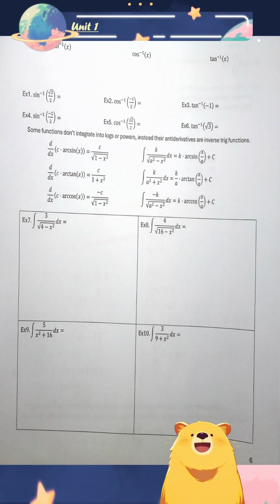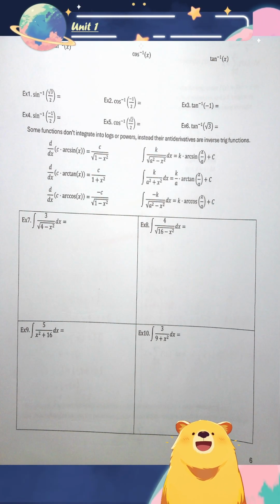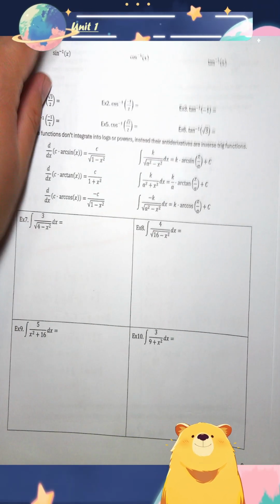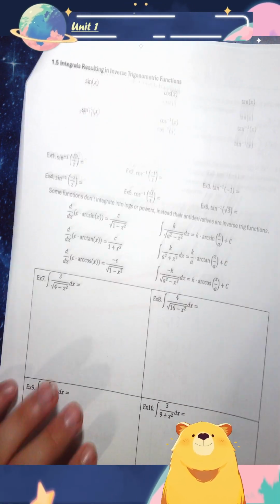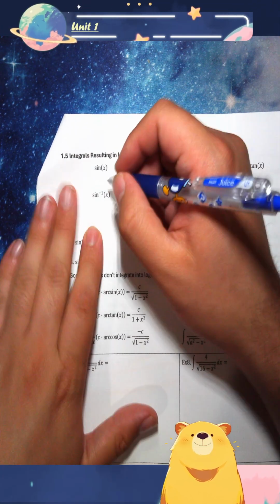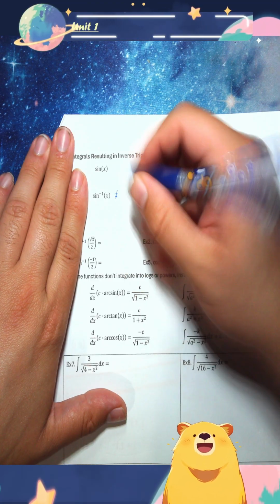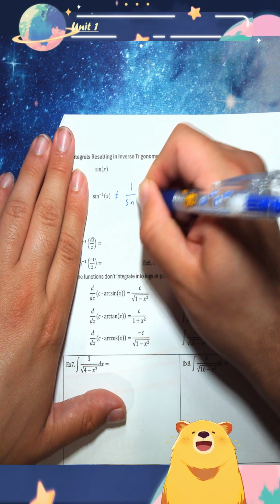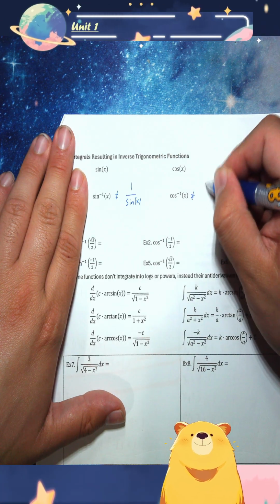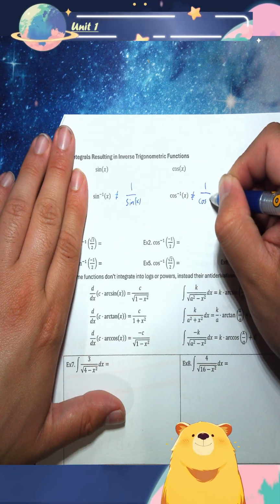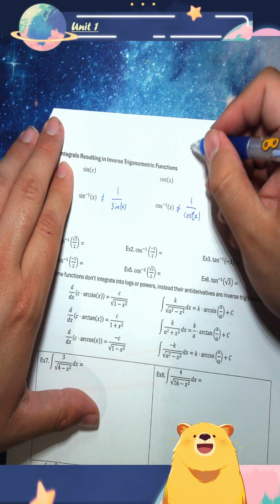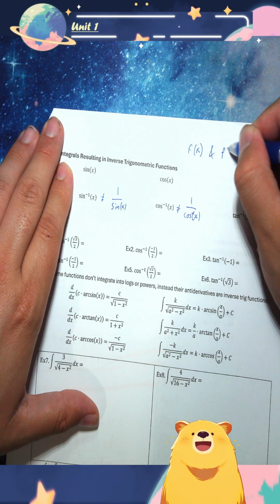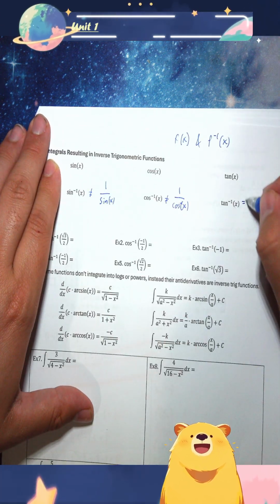Now, let's do integrals that have inverse trig functions. Recall the idea of the trig functions and their inverses. This does not equal 1 over sine of x. Its inverse, in that technical notation of f of x and f inverse of x. So please, please, please keep that in mind.